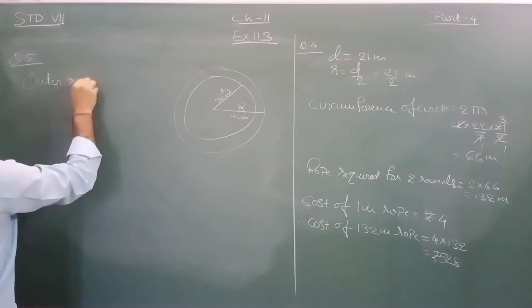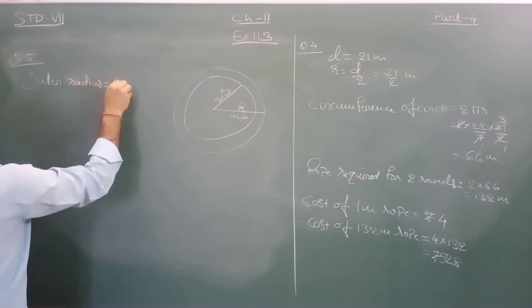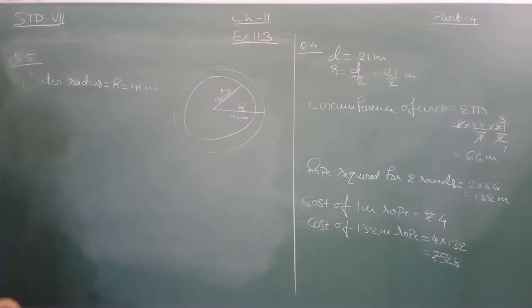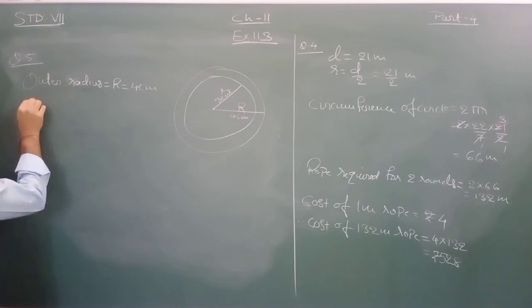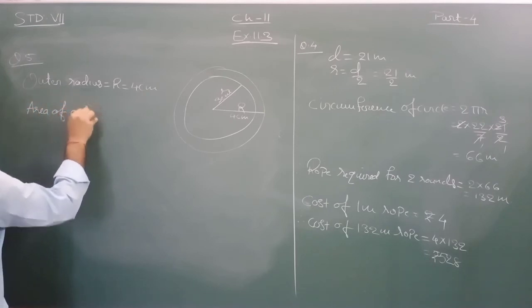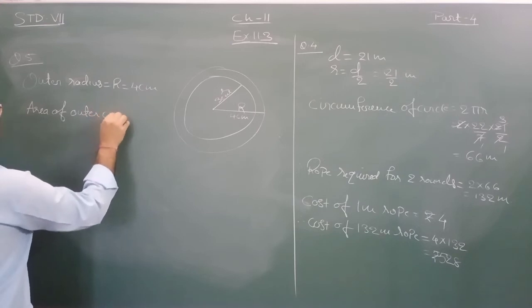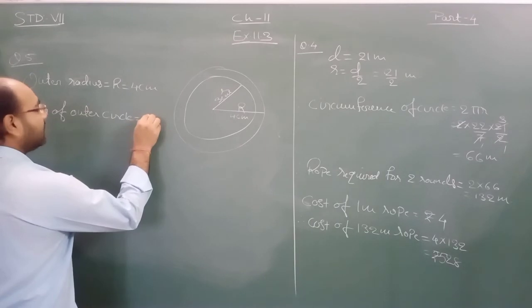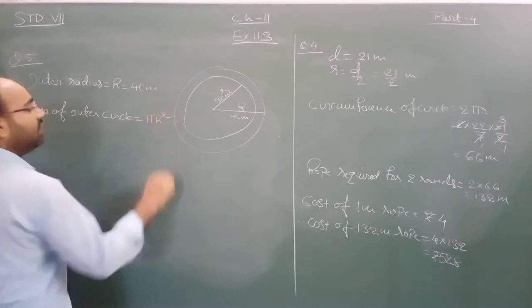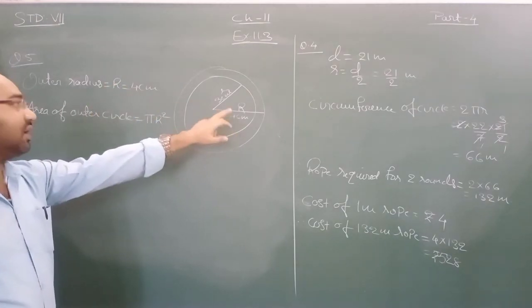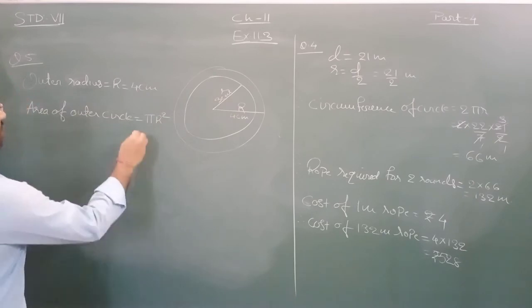You write outer radius is equal to capital R. We are taking it as 4 centimeter. So now we will find out area of outer circle. So the formula is pi R square. Here we will take capital R because we are considering it as capital R, and it is a circle, that's why.